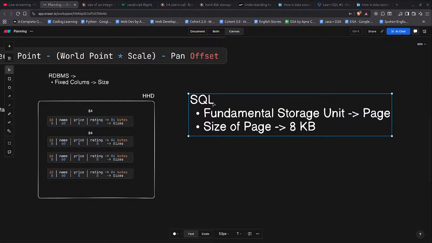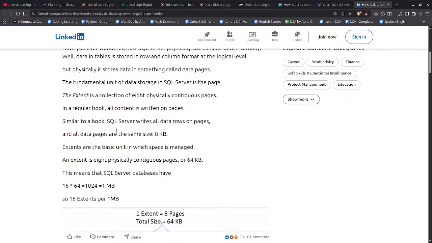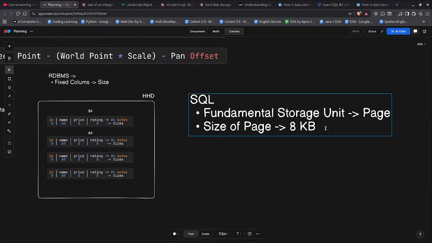So this is how we go ahead. Okay, let's continue to the next one. Similar to a book, SQL Server writes all data rows on a page. All data pages are the same size, 8 KB. Extents are the basic unit in which space is managed. So extent is nothing but the unit where the space is managed, and at the end of the day, an extent is a collection of 8 physically contiguous pages.